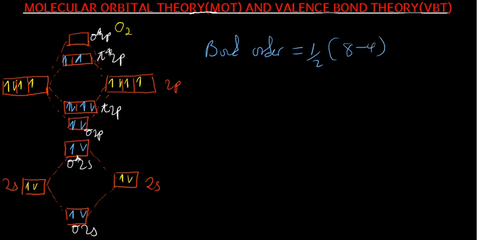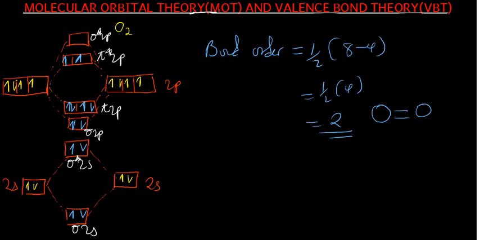8 minus 4 is a 4, and then half multiplied by that 4 is going to give us a 2. So this is telling us there is a bond which exists in the oxygen molecule, and that bond is a double bond. That's why you can see a 2. So there is O double bond O. So this is how oxygen is.